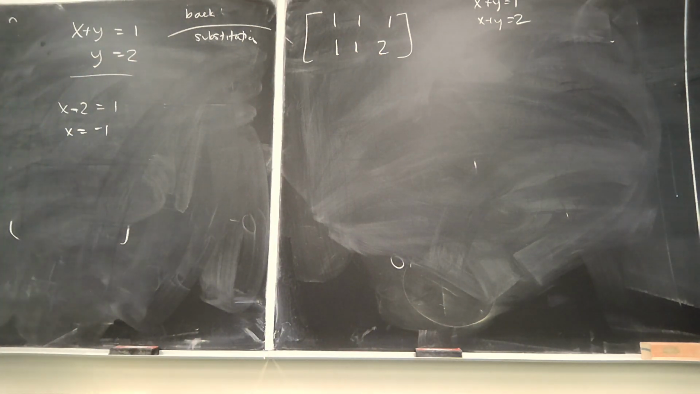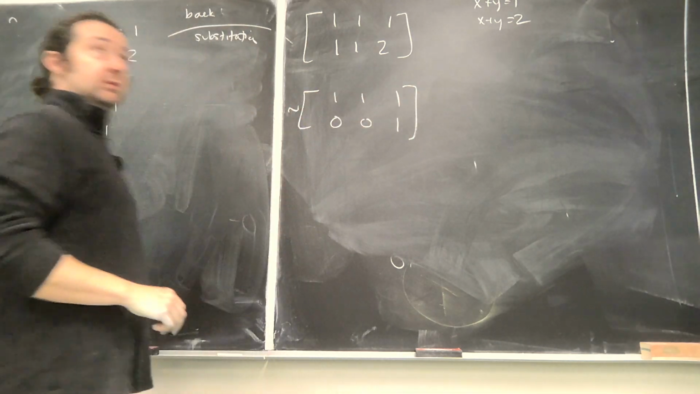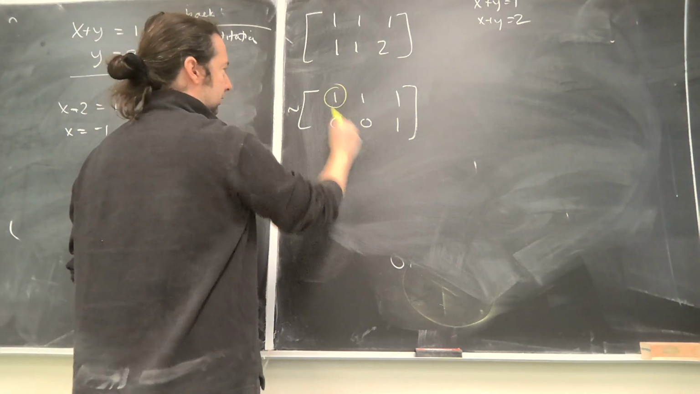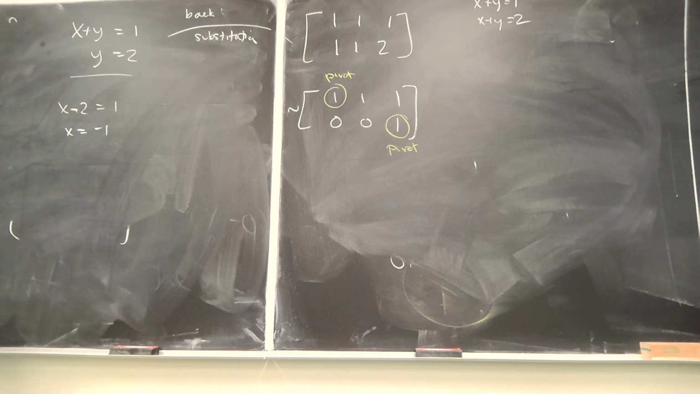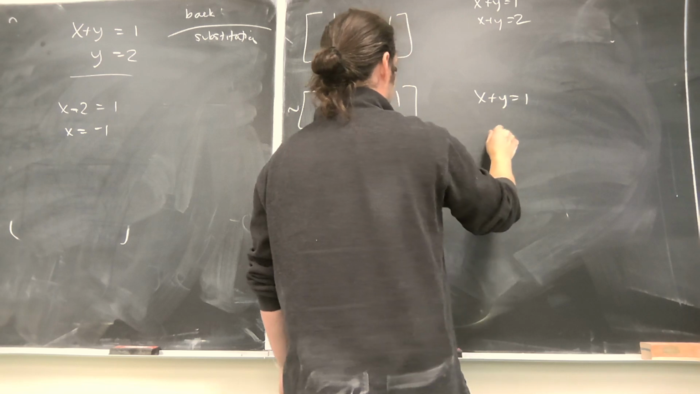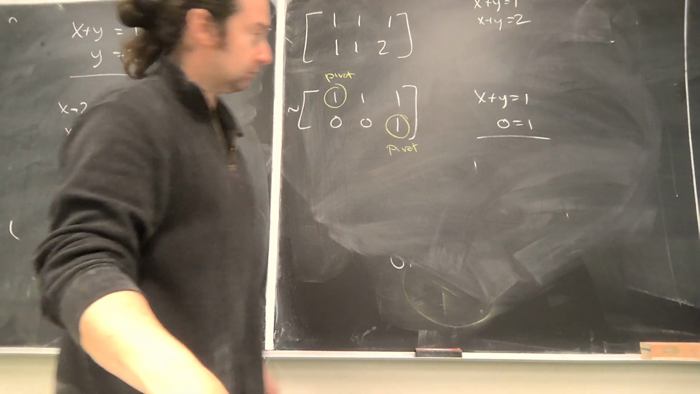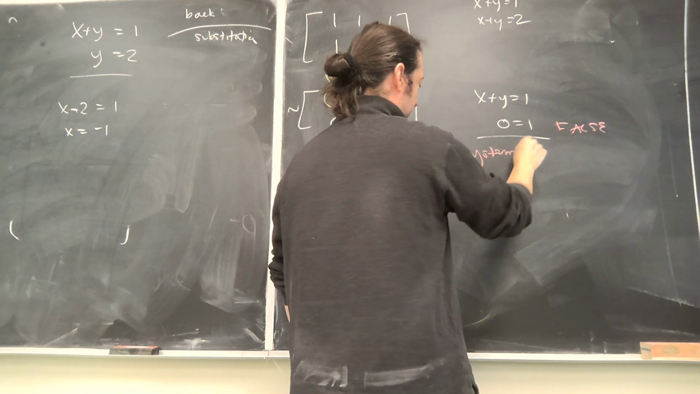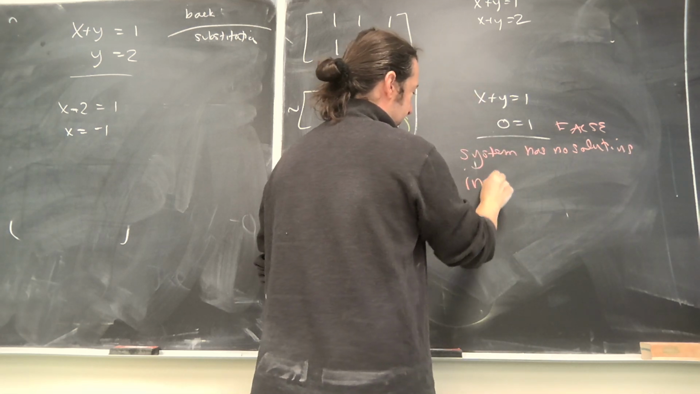Okay. If you row reduce this, you're going to end up with 1, 1, 1, 0, 0, 1. You locate the pivots of this matrix. Remember, pivots just mean the places where the leading ones are. So these are the pivot positions. And if you translate that back into a system of equations, you end up with x plus y is equal to 1 and 0 is equal to 1, which is false. So this is false. And so this system has no solutions. And the other way of saying that is it's inconsistent.